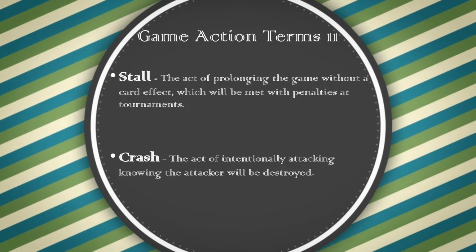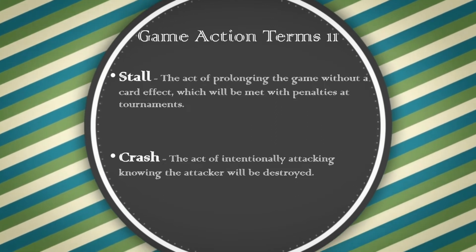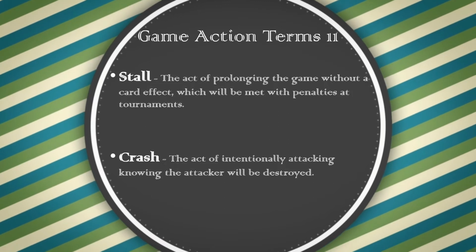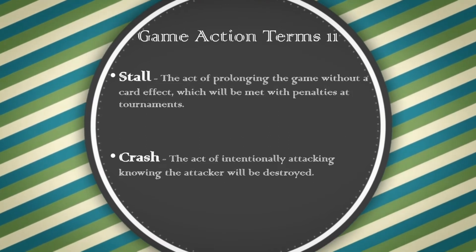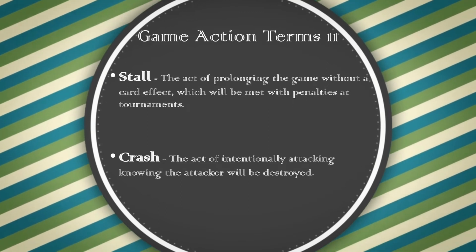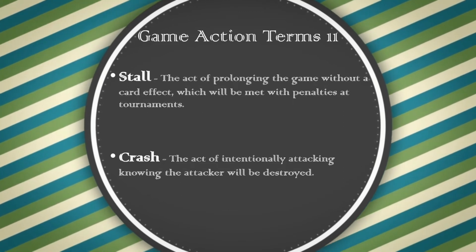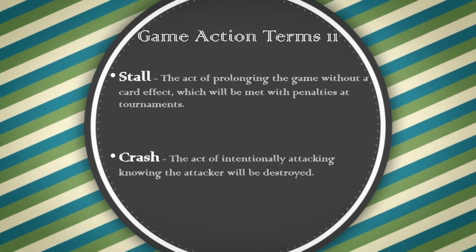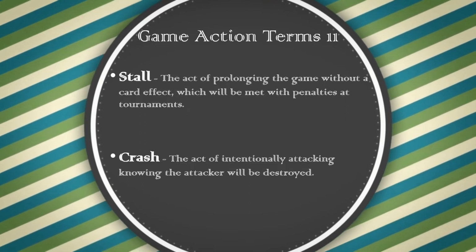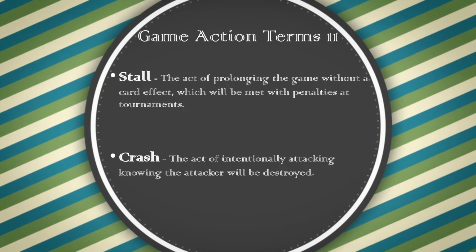Stalling is most common during Game 3 of a match. Being in Game 3 means both you and your opponent have a win, and Game 3 will determine the winner of the match. If a duelist is winning during Game 3, they may stall to run out the clock in order to win by having more life points. However, this is not allowed and a player may be penalized for stalling, also known as slow playing.